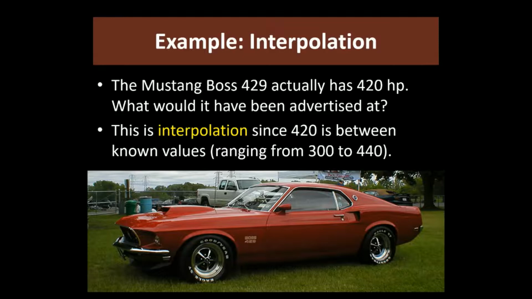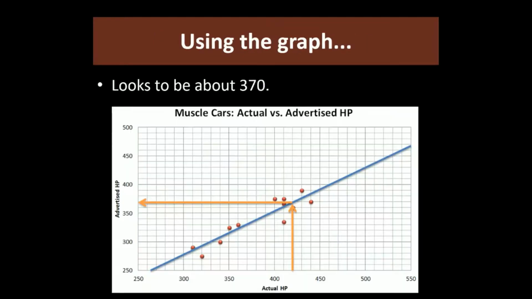So here we have a beautiful Mustang Boss 429. Its actual horsepower is 420 HP, and we want to know what it probably would have been advertised at. The reason that this is interpolation is because it's 420 actual horsepower, and we've got data from 300 to 440. So we have data on both sides of that.